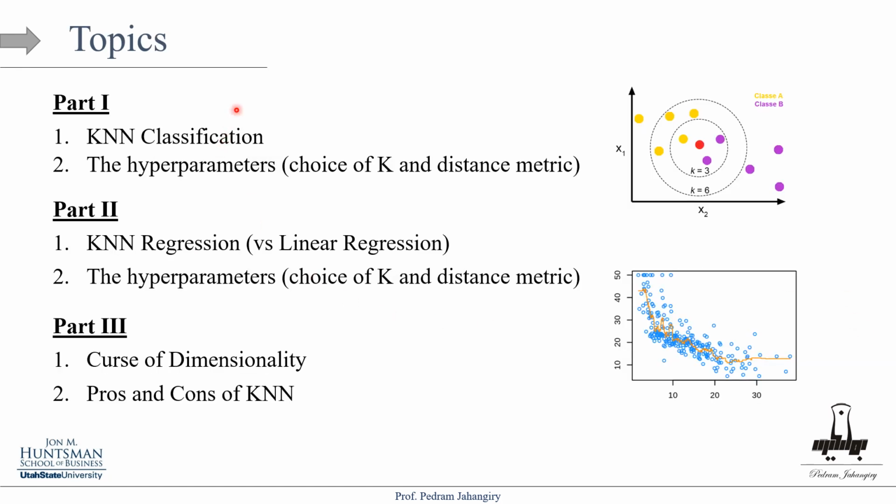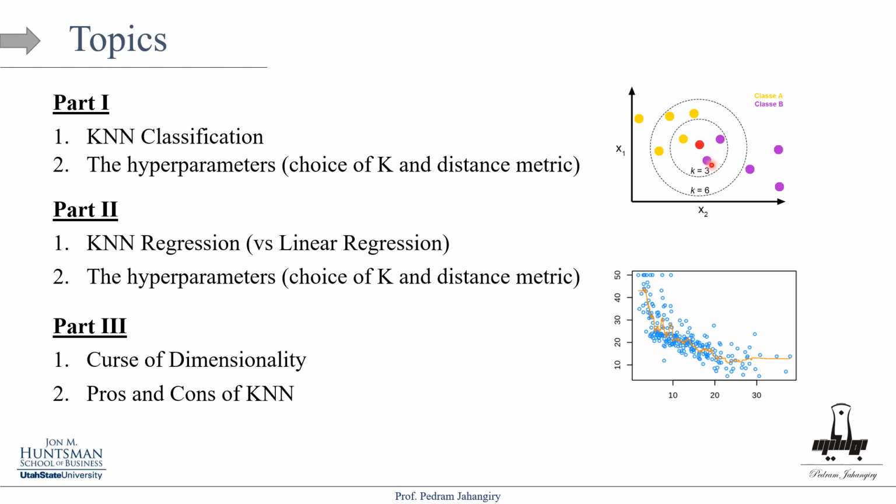So we're going to do this module in 3 parts. In part 1 we cover KNN models for classification tasks. And basically we start with some definitions and we talk about the hyperparameters of the model, which is basically the choice of K and the distance metrics.